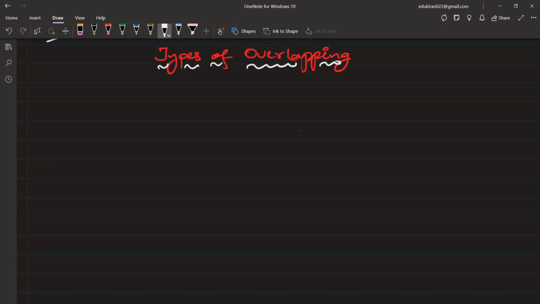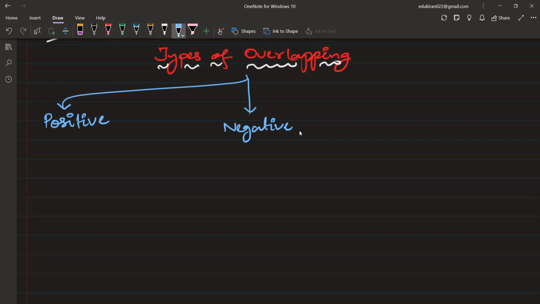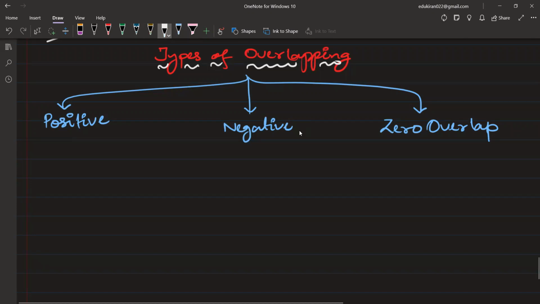Okay, types of overlapping. Now the first type of overlapping is known as positive overlap. You have three types: there is positive overlap, there is negative overlap, and there is also something known as zero overlap. Right, the number 1 point, positive overlapping.